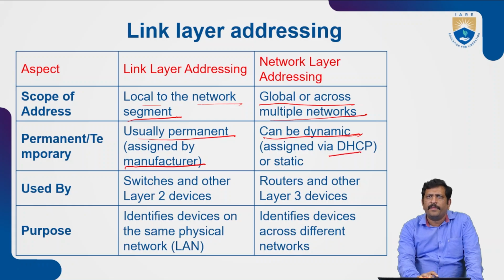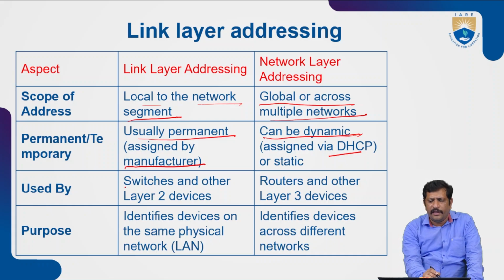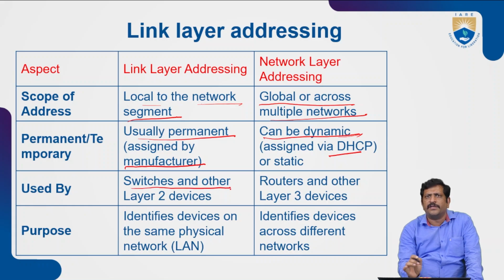Next, used by switches and other layer 2 devices. In link layer addressing, we are using switches and layer 2 data link layer devices. In network layer addressing, we are using routers and other layer 3 devices. That is the network layer. In the OSI reference model, layer 3 is the network layer. Suitable network layer devices can be used for data transmission.